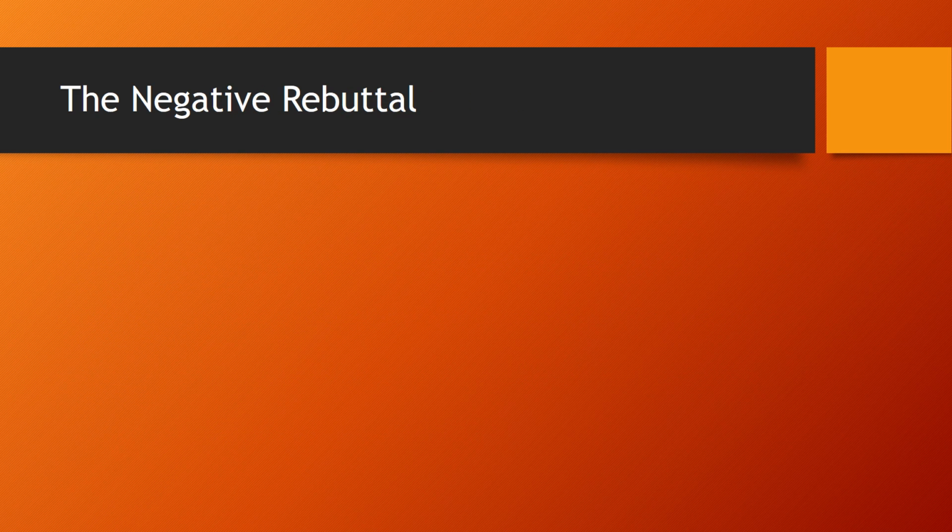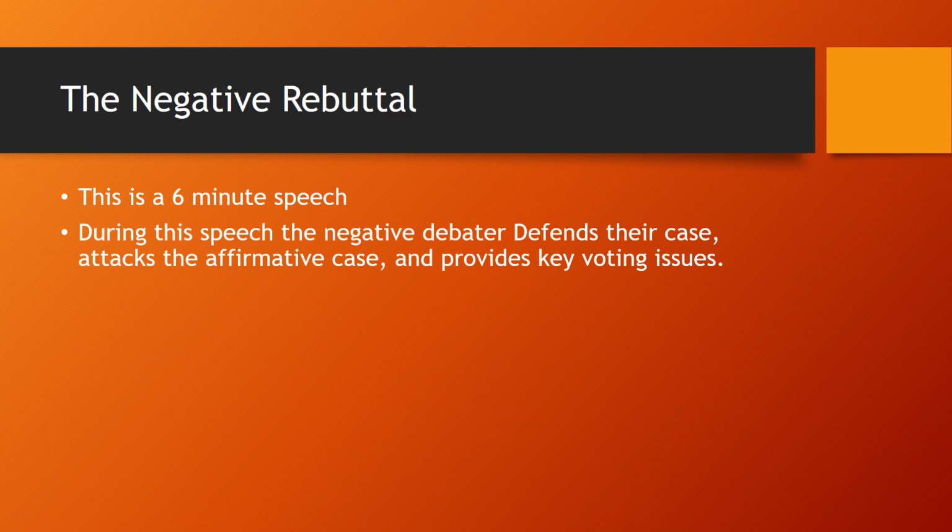The next speech is the negative rebuttal. This is a 6-minute speech given by the negative. And during the speech, the negative defends their case, attacks the affirmative case, and they have some time to give some things called key voting issues. These are just the reasons why the negative feels like they've won the round.